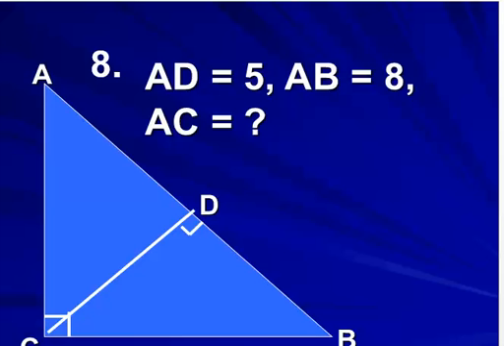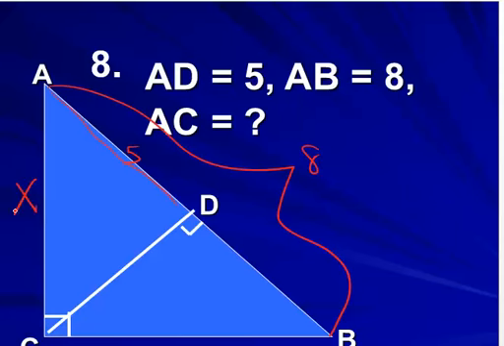Number 8, AD is 5. So AD is this part of the hypotenuse. That's going to be 5. AB, the entire hypotenuse, is 8. AC is the piece I'm looking for.